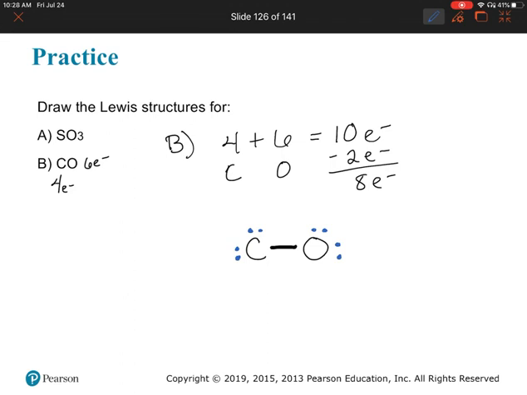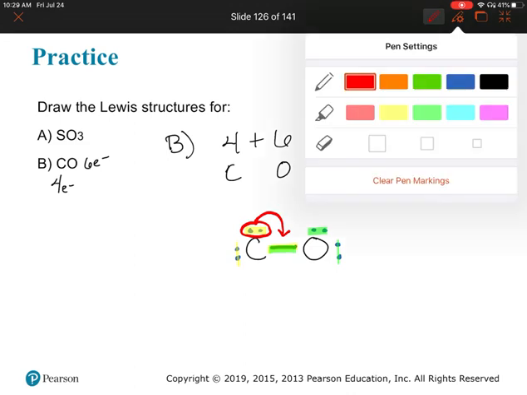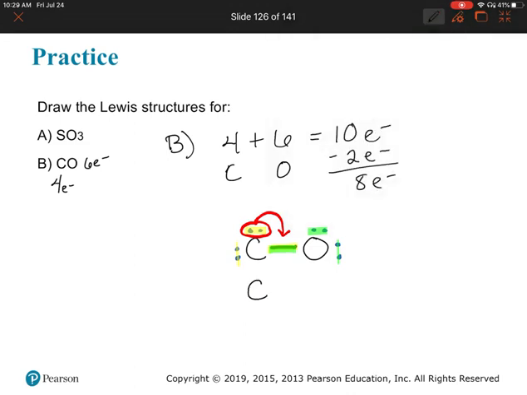Let's count up how many electrons each atom has. Carbon has 2, 4, 6. Ugh, okay, so carbon is not happy. Oxygen has 2, 4, 6. So neither atom is happy. Maybe what we'll do is move one of these lone pairs over so that they're sharing some more electrons. So that would look like this.